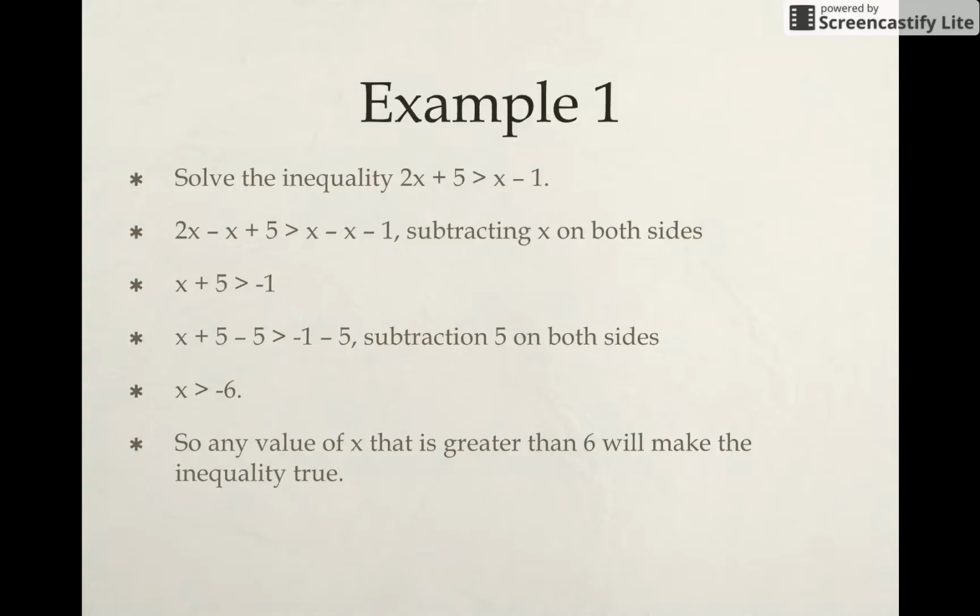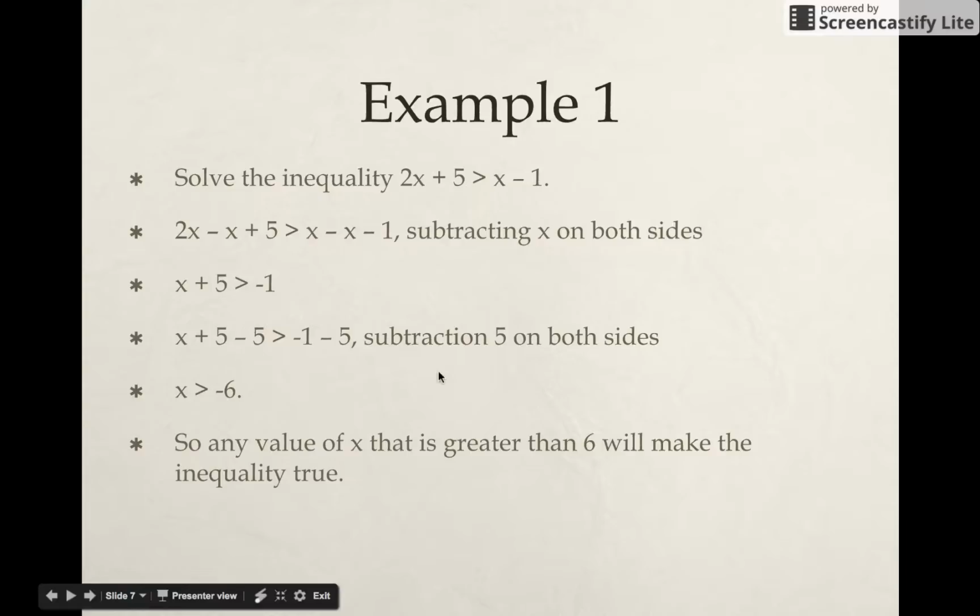Consider the inequality 2x plus 5 is greater than x minus 1. Again, we'll solve this just like solving a linear equation. So we're going to subtract x on both sides so that we can get all of our x's on the same side. The choice to subtract x is motivated here because x minus x would give us 0 x's on the right-hand side. We're left with the inequality x plus 5 is greater than negative 1.